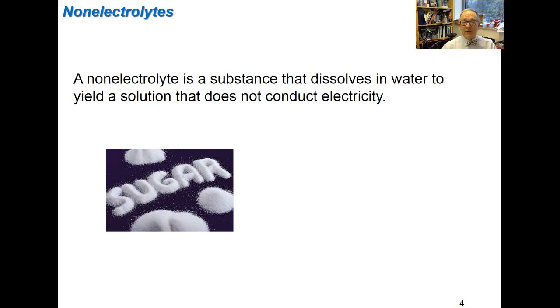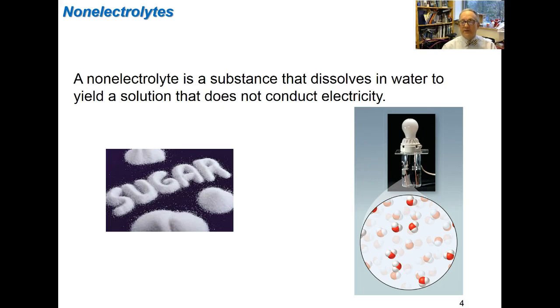C12H22O11. Nothing but carbon, hydrogen, and oxygen. It's not going to dissociate. And so here you can see the model, the little water molecules floating around in there, the sugar molecules, but the light's not lit at all. There's no charge carrier in the water at this point.